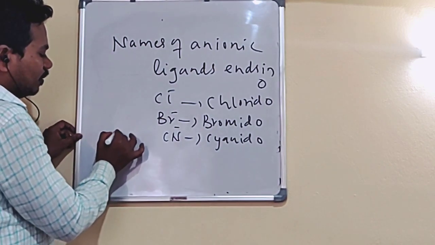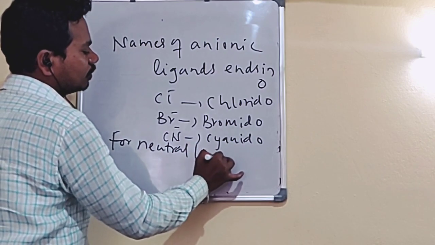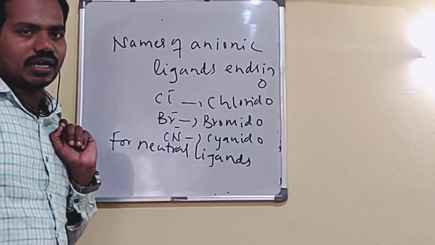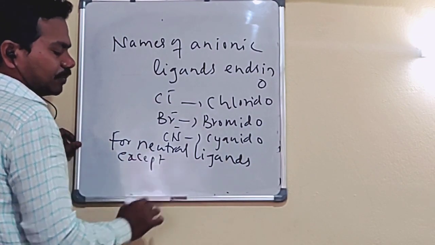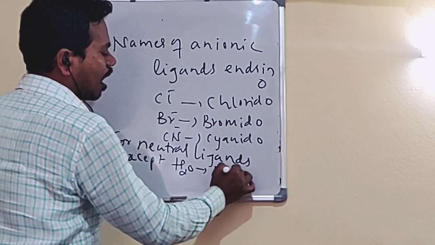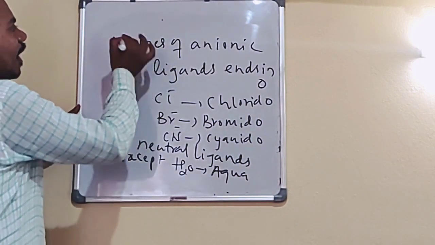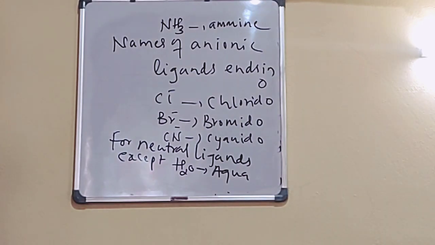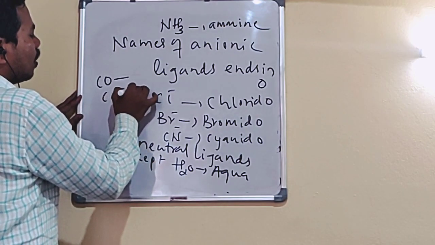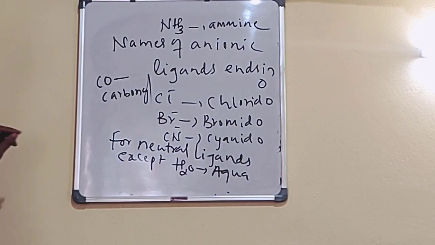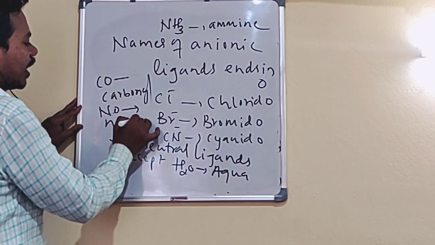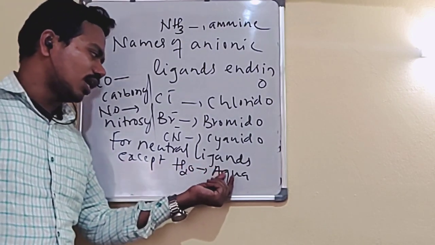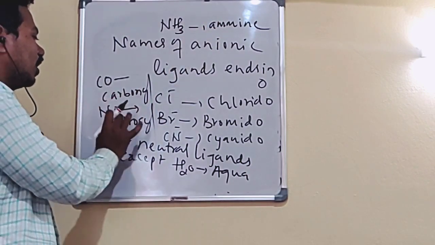For neutral ligands, right, the name is the same, except here: H2O is aqua, right? For example, NH3 is amine, CO is carbonyl, NO is nitrosyl, right? So these are the neutral ligands. H2O is aqua, NH3 amine, CO carbonyl, NO nitrosyl.